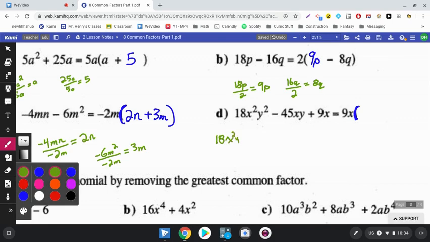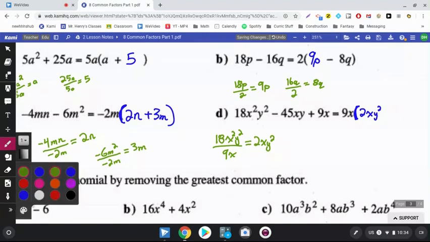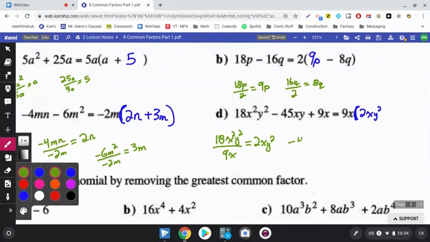So the first term, factor out the 9x. 18 divided by 9 is 2. X squared divided by x is x. And you'd still have your y squared. 2xy squared. Okay, next term, negative 45xy. That gets divided by the 9x. Equals negative 5. X divided by x cancels out, and you got your y. So minus 5y is my next term.